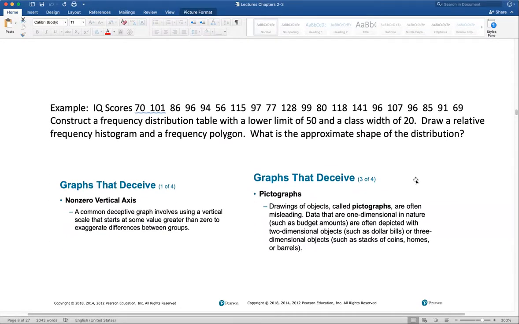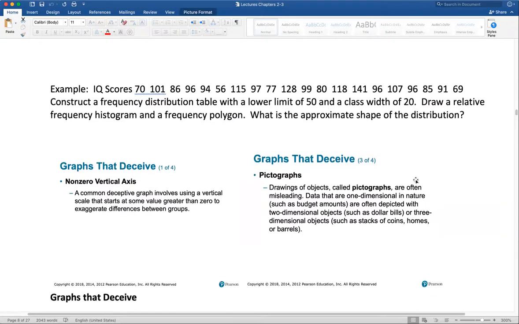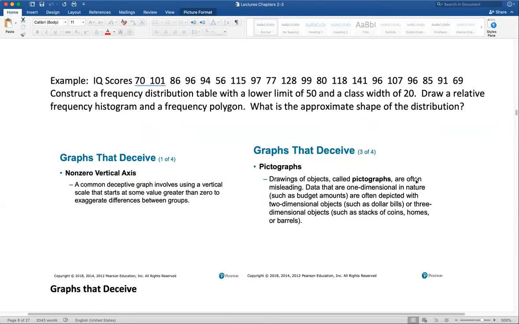let's see the next one, examples. IQ score, let's see the example right here. So, construct a frequency distribution. IQ score data is given, and construct the frequency distribution table with a lower limit of 50 and class width 20. Then draw a relative frequency histogram and frequency polygon, and then what is the approximate shape of the distribution.